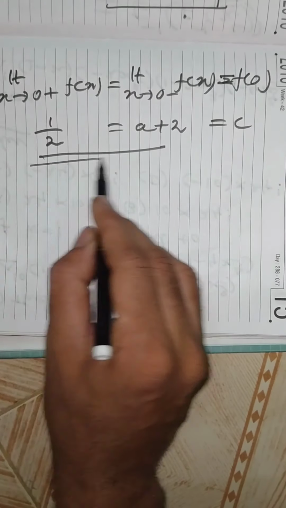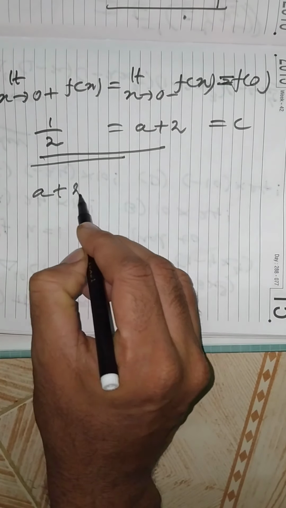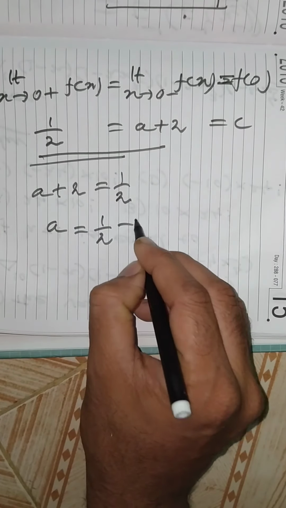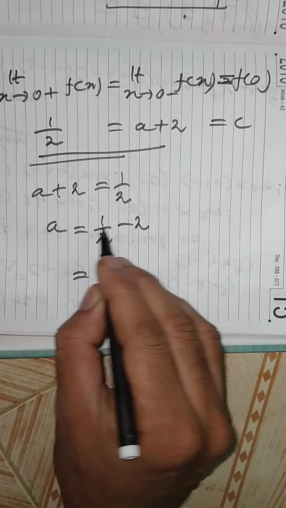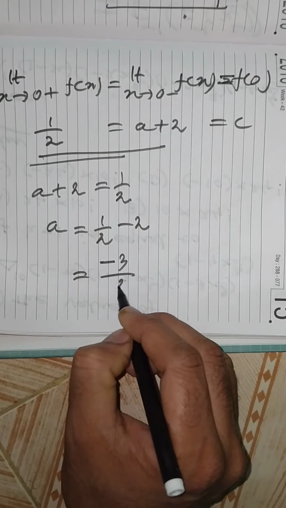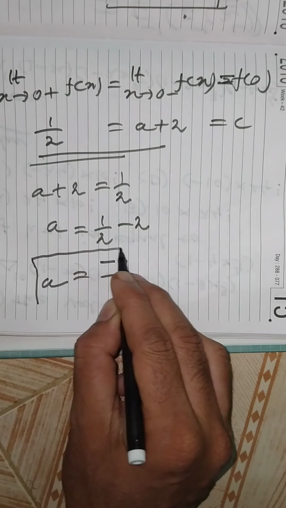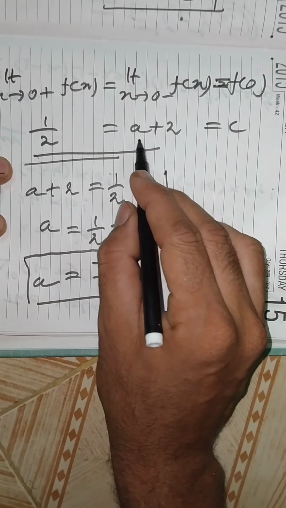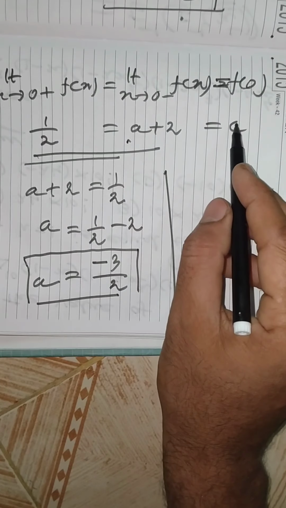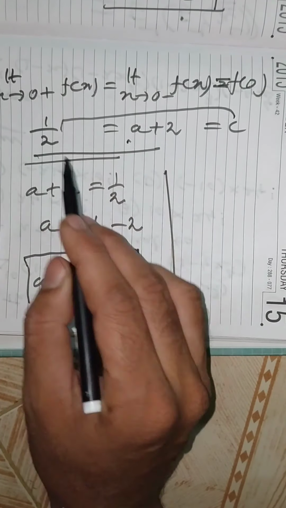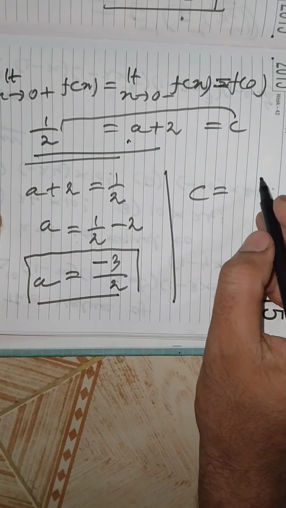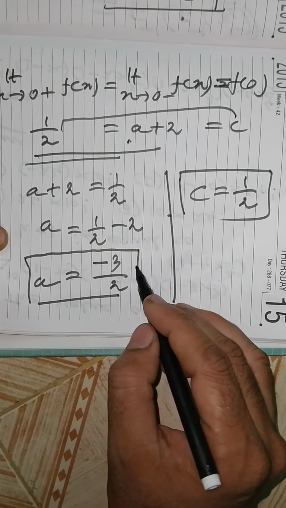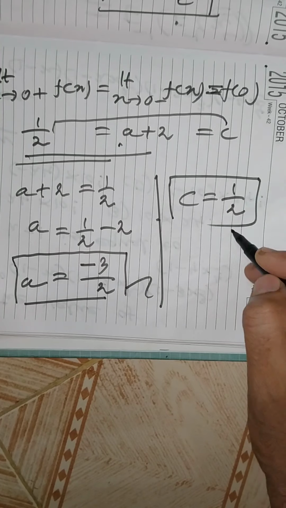So first I take these two: a plus 2 is equal to 1 by 2. Simplify this: a equal to 1 by 2 minus 2, 2 into 2 is 4, 1 minus 4, that is minus 3 by 2. So this is our a value. Next we have to find out the c value. For that, c equal to 1 by 2, alright. So immediately we get the c value. So a value minus 3 by 2, c value 1 by 2.